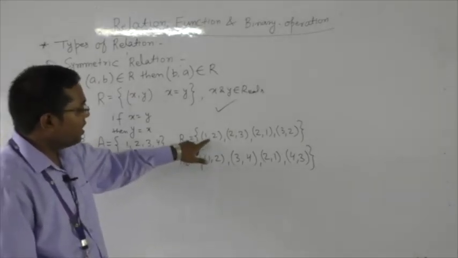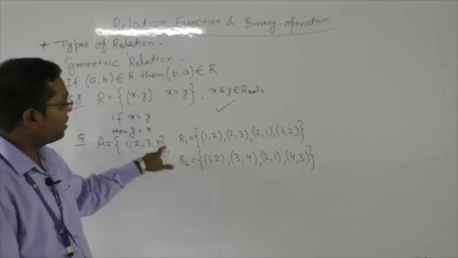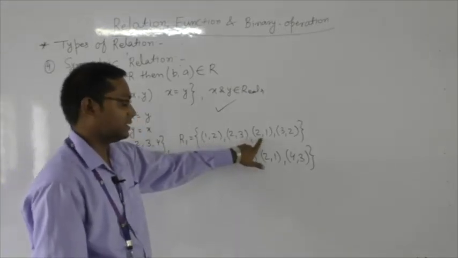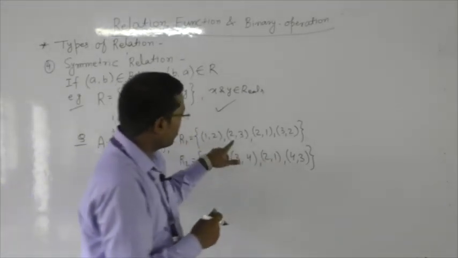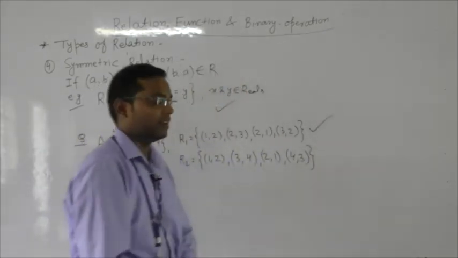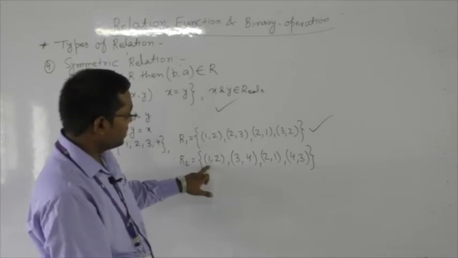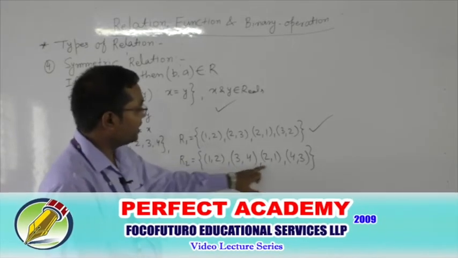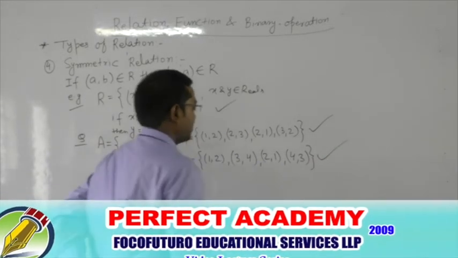Now we have to check whether these are symmetric or not. Now (1, 2) belongs to R1, hence (2, 1) should belong. Yes, it does. Now (2, 3) is there, so (3, 2) is also there. Hence this is the symmetric relation. Now come here: (1, 2) is there, so (2, 1) is there; (3, 4) is there, (4, 3) is there. So this is a symmetric relation.